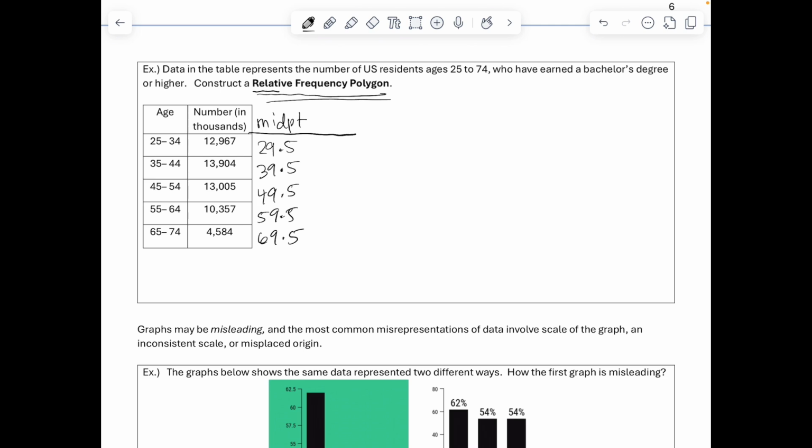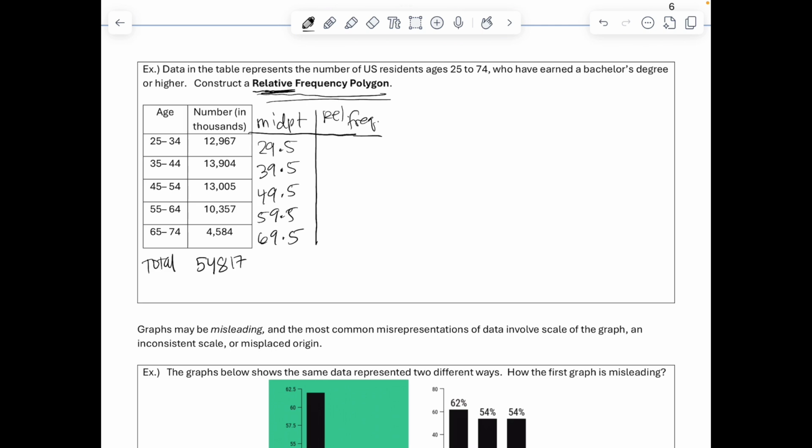Since we're asked to do our relative frequencies, we need to calculate those also since we do not have those. So we're going to make another column that's for relative frequency. And remember, relative frequency, you need to take the frequency for each class and divide by the total. So we do need to calculate the total, and in order to do that, you need to add up all of the numbers that we have here. And so if you add up the total frequency that we would have is going to be 54,817.